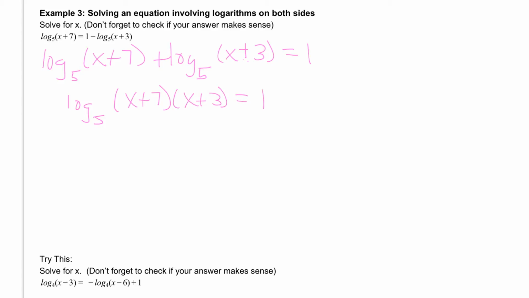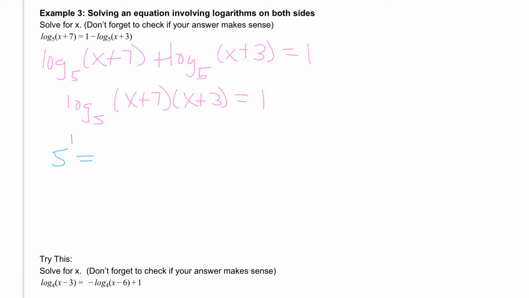And then what we're going to do is go ahead and change that to exponential form, taking our base, which is 5, raising it to our exponent, which is 1, which is equal to (x plus 7) times (x plus 3).